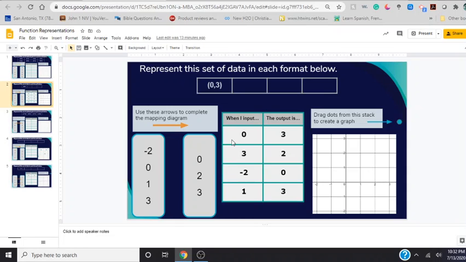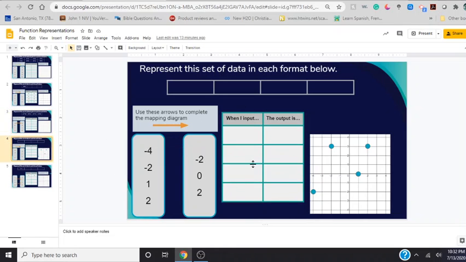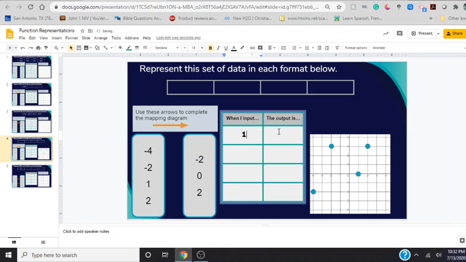But I want you to notice that slide 2 gives you all the data in a table. So now you got to create your ordered pairs, create your mapping diagrams, and your graph. On slide 3, it gives you the ordered pair again, and you got to create everything from that. Slide 4, it gives you everything on the graph. So for example, it's 1, 0. So my first one here would be 1, 0. Okay, but you got to fill in all these. And then, of course, your ordered pair, your mapping diagram.